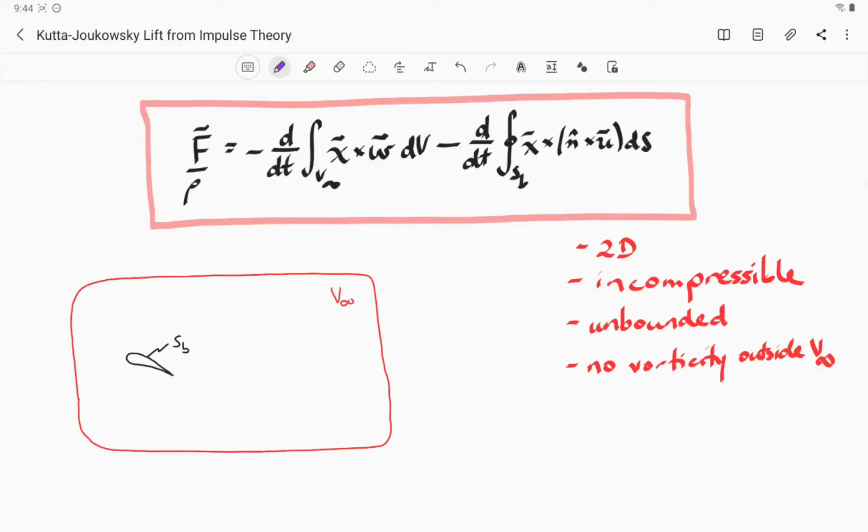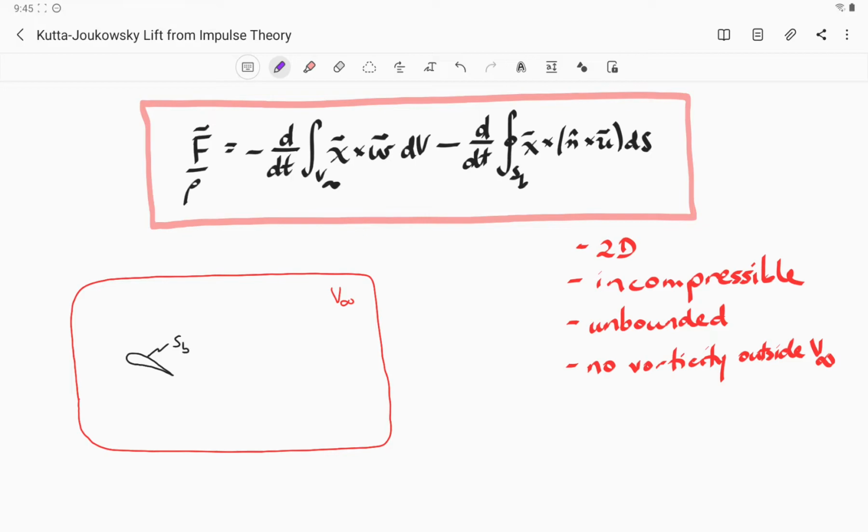Hello everyone. In today's video, we're going to derive the famous Kutta-Joukowsky lift theorem, and we're going to do so starting from this equation at the top from vortical impulse theory. This is one I derived in a video previous to this, under the specific assumptions that we have an unbounded fluid domain where the fluid is incompressible. This specific version is for two-dimensional flows, and we have assumed that there's no vorticity outside of V infinity.